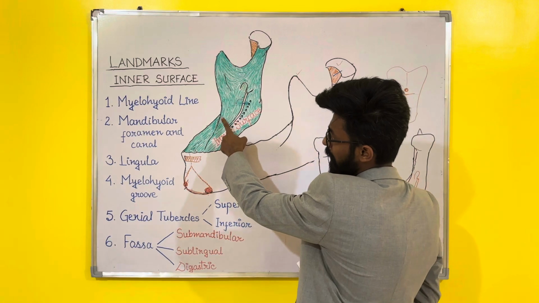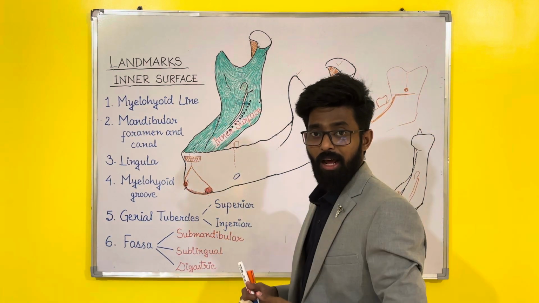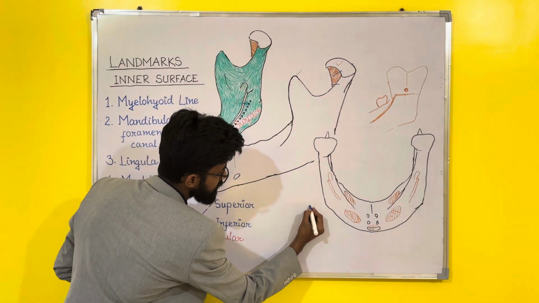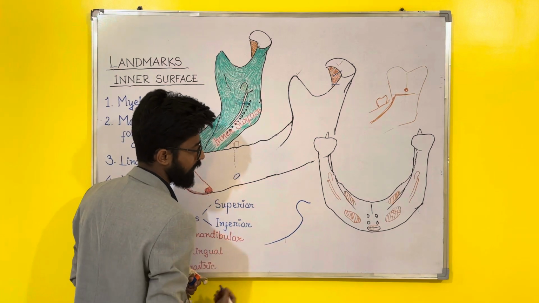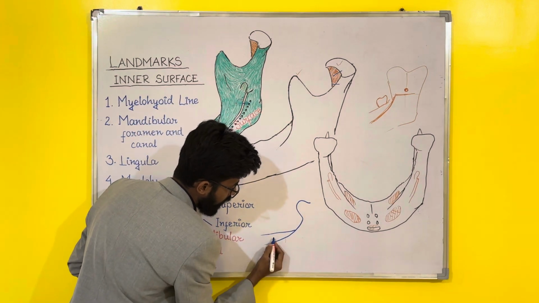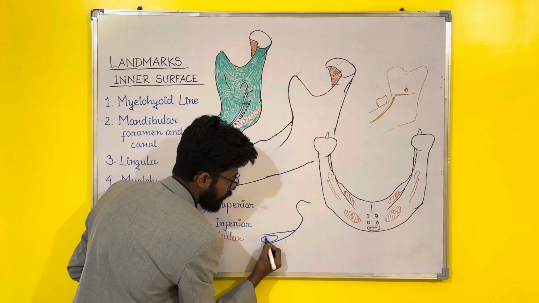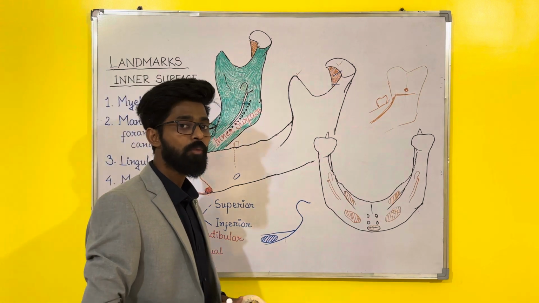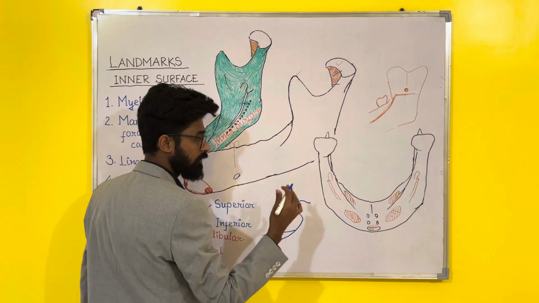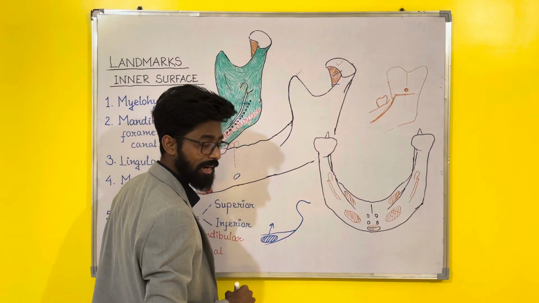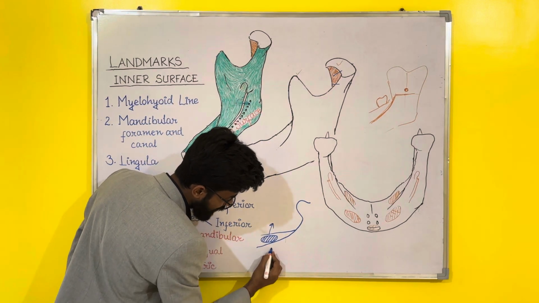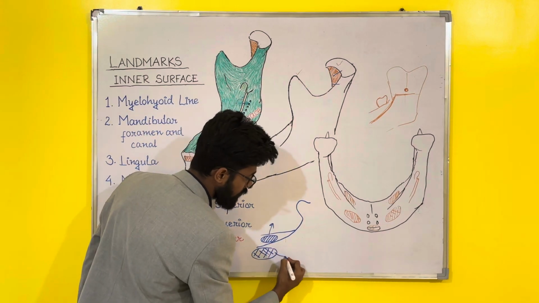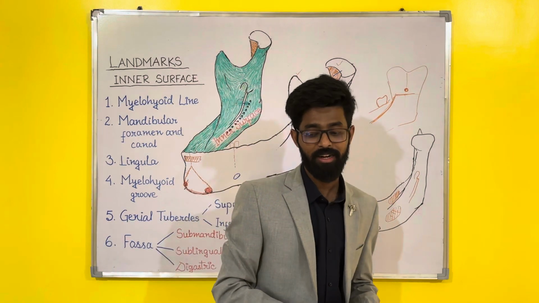So this mylohyoid line, there are paired fossas. If we draw this here, suppose this is the mylohyoid line. There is a depression or fossa above the mylohyoid line, which is called the sublingual fossa, and which houses the sublingual salivary gland. And below the mylohyoid line there is another fossa which is called the submandibular fossa, which houses the submandibular salivary gland, right?